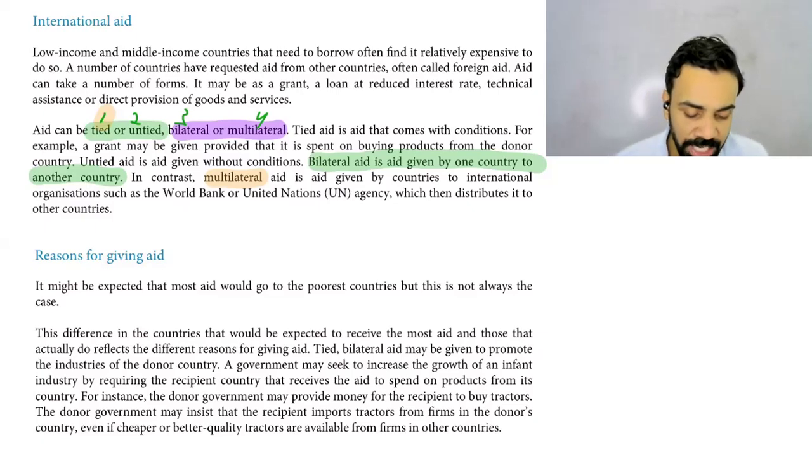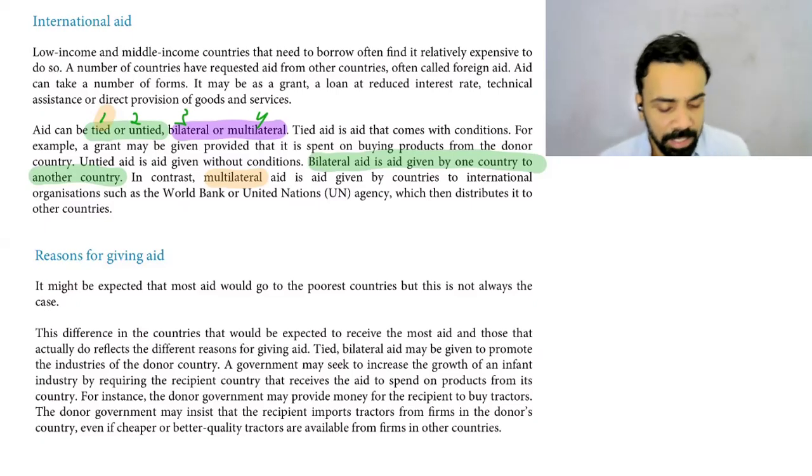Obviously, there are some, okay? Usually हम expect करते हैं कि poorest countries को aid मिलेगी, but that's not always the case. Sometimes not the poorest might even get it, sometimes they might need a little help.